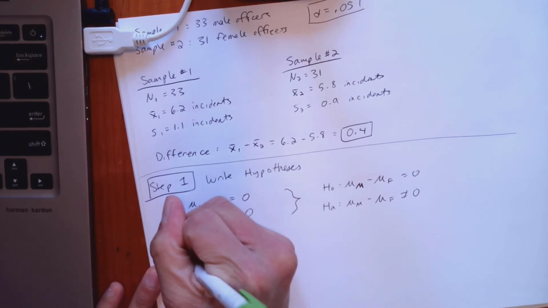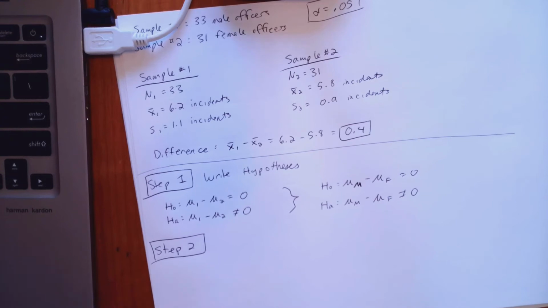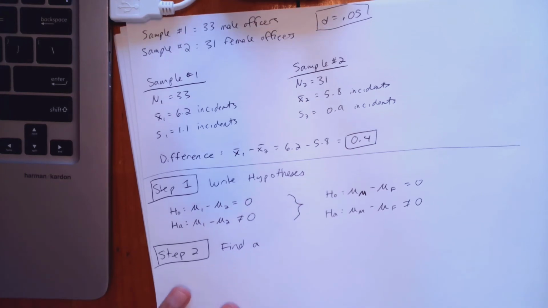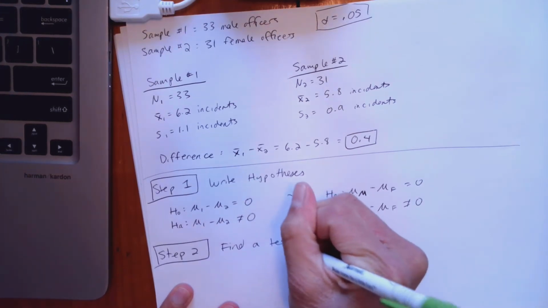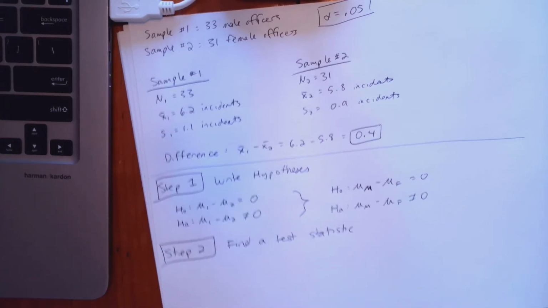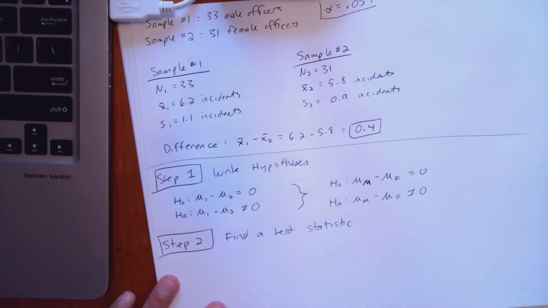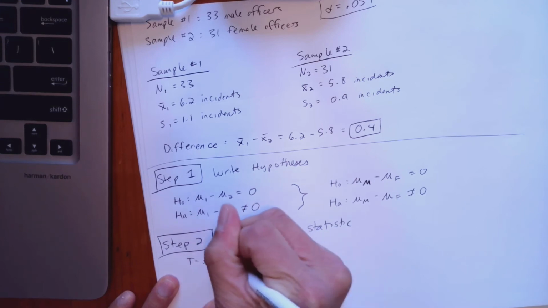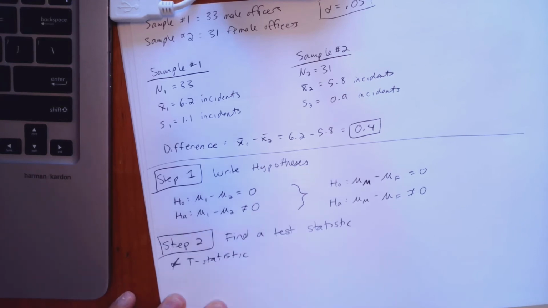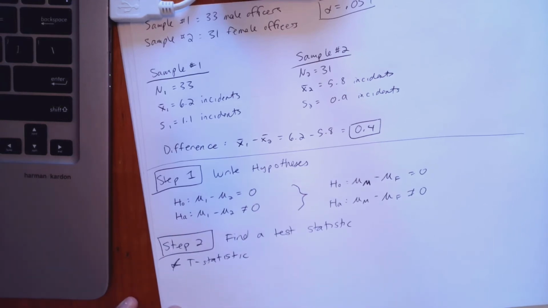Step 2 is going to be to find a test statistic. And this is a t-test, which means that our test statistic is going to be a t-statistic. And next week we'll meet a hypothesis test where that's not the case. All right, but starting with this one, we're going to be looking for a t-statistic. And for a 2-sample t-test, we're going to be using a t-statistic that you find with the following formula.